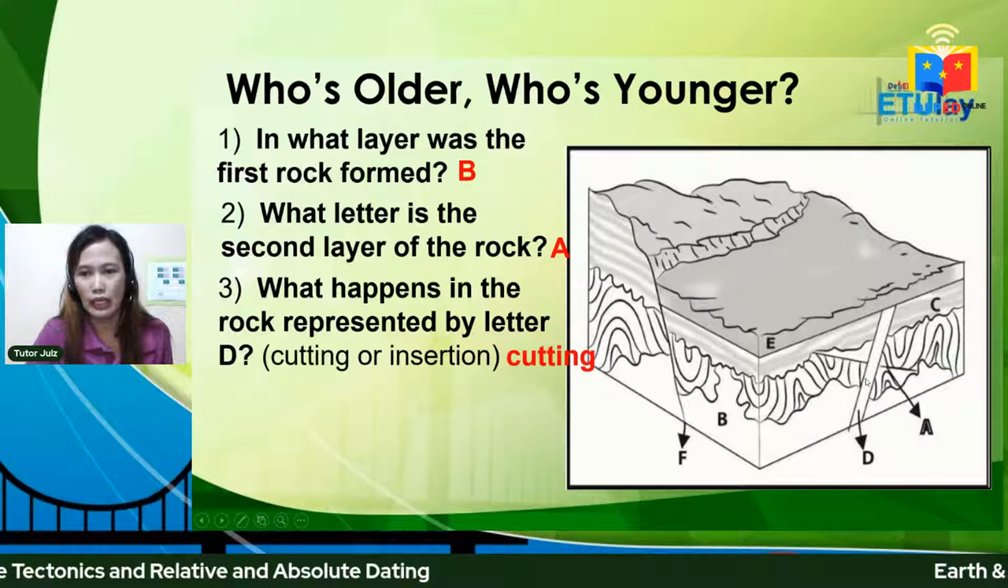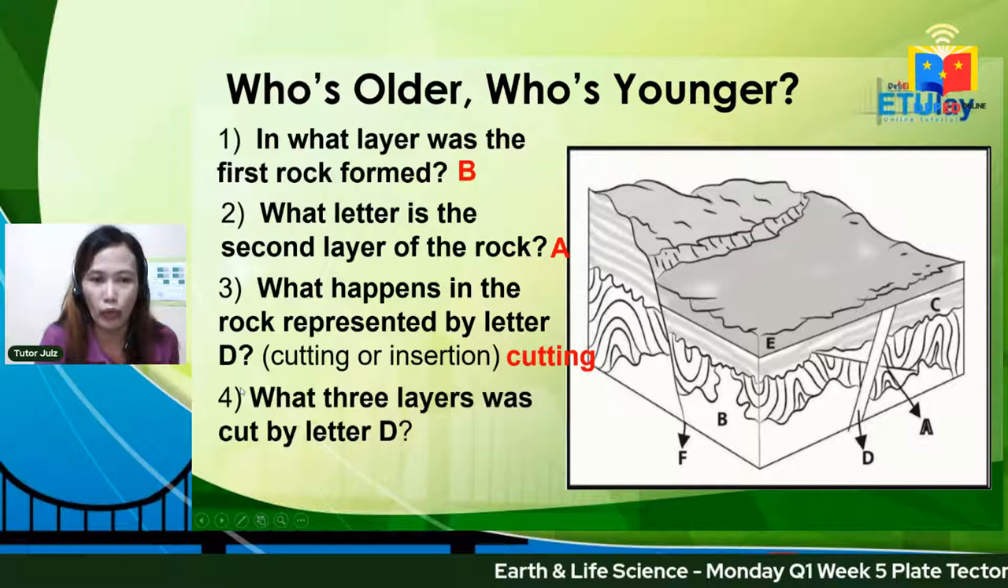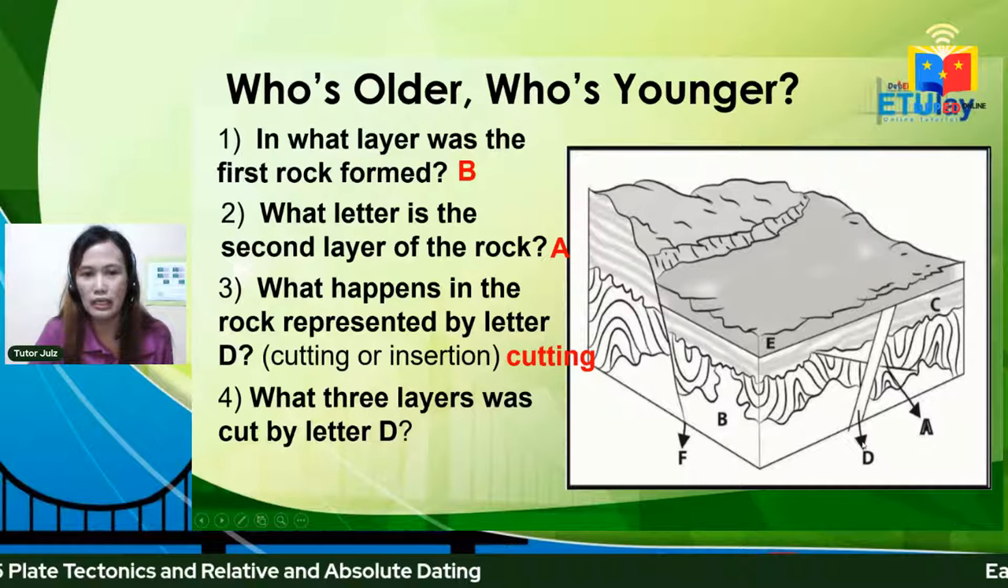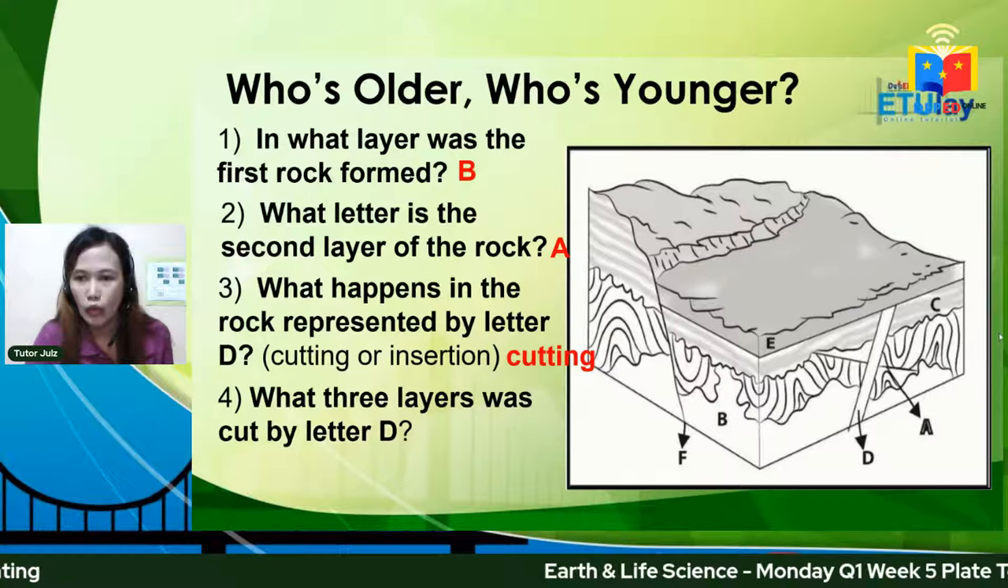Description. And then, let's have number 4. What 3 layers were cut by letter D? So, ano yung nadaanan ni letter D? What 3 layers were cut by letter D? So, identify, there are 3 possible answers cut by letter D. We have cutting. Ano yung tatlo na mali?